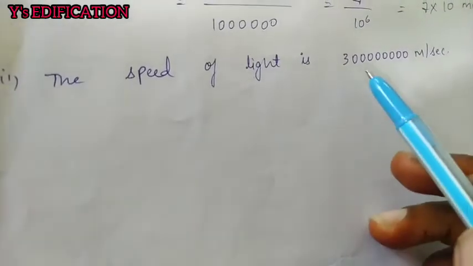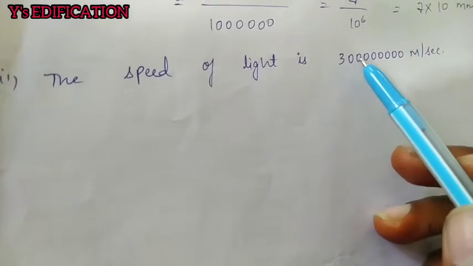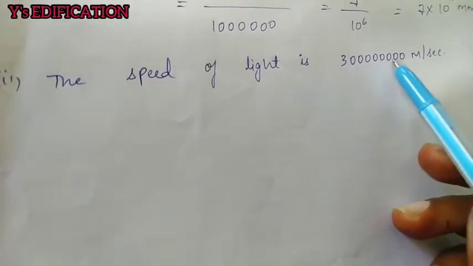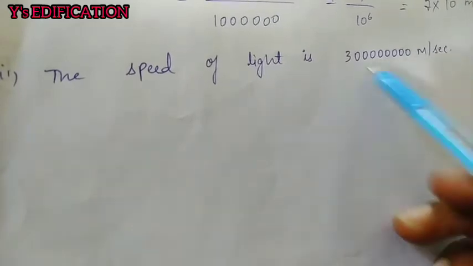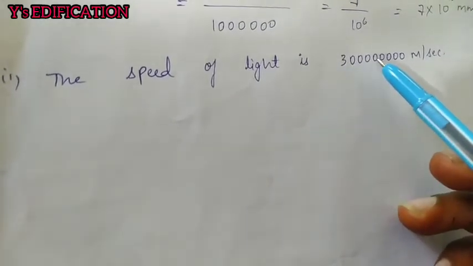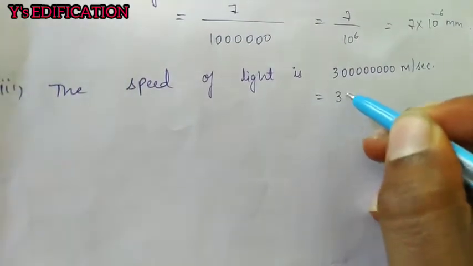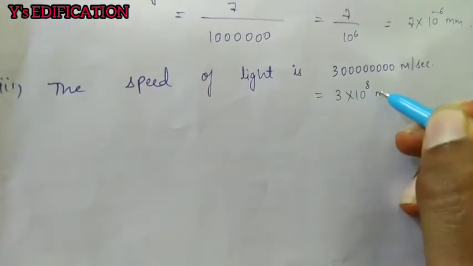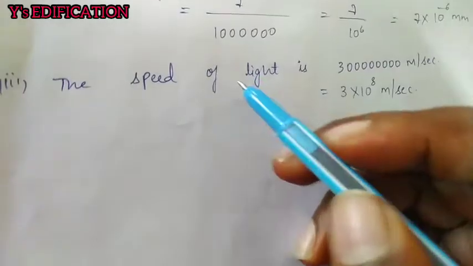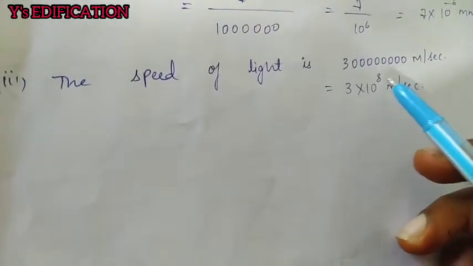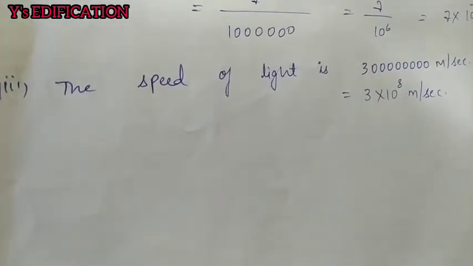The speed of the light is 300000000 meter per second. So how many zeros are there? 1, 2, 3, 4, 5, 6, 7, 8. So simply we can write it as 3 into 10 power 8 meter per second. So the speed of the light is 3 into 10 power 8 meter per second.